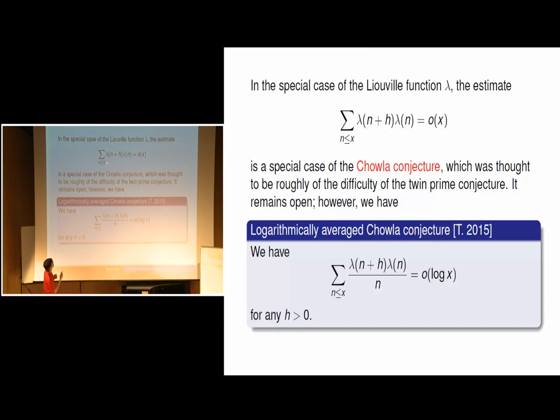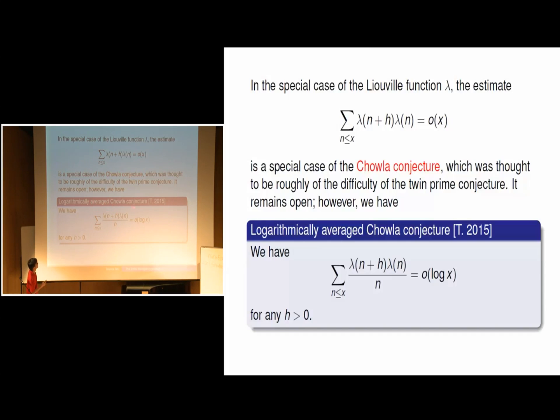And the belief was that this is about as hard as the twin prime conjecture. It looks a little bit like asking for n and n plus h to both be prime. It is related, but it was believed that this was hard, and so this is what caused the polymath project to move into other areas.